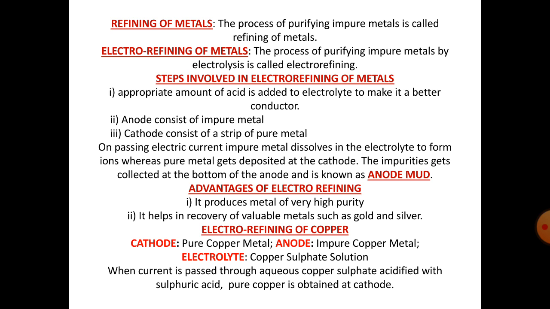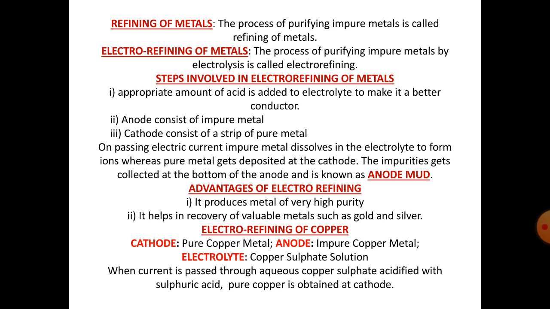Next, we go to refining of metals. So what is refining of metals? The process of purifying impure metals is called refining of metals. Now, electro-refining of metals means what? The process of purifying impure metals by electrolysis or by electrolytic process is called electro-refining.